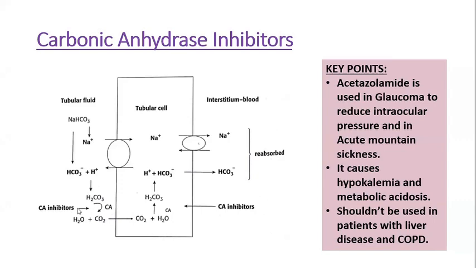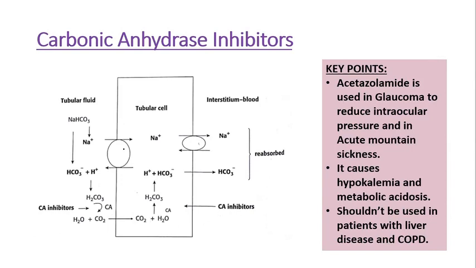Then this carbon dioxide diffuses into the tubular cell, and it is converted back into carbonic acid, again by carbonic anhydrase, and this breaks up into hydrogen ion and bicarbonate ions. Now this hydrogen ion goes out through the sodium hydrogen exchanger, where hydrogen ions come out and sodium goes inside. Then the bicarbonate ions are absorbed into the blood.